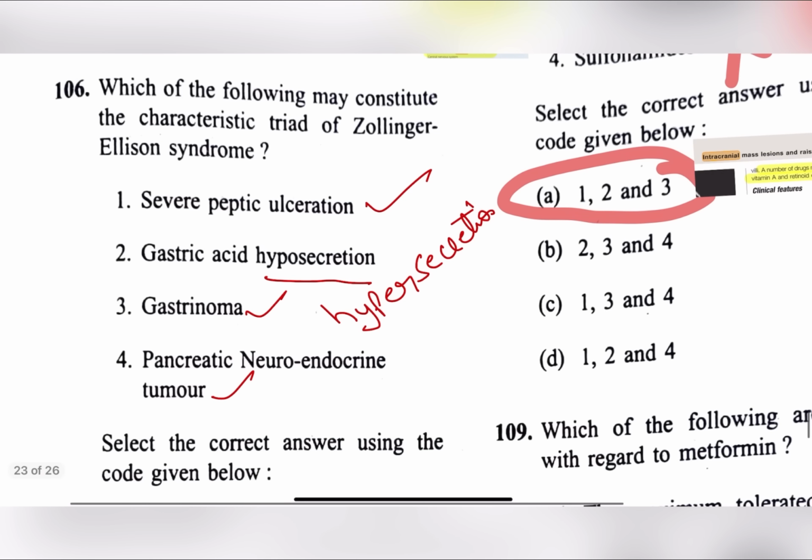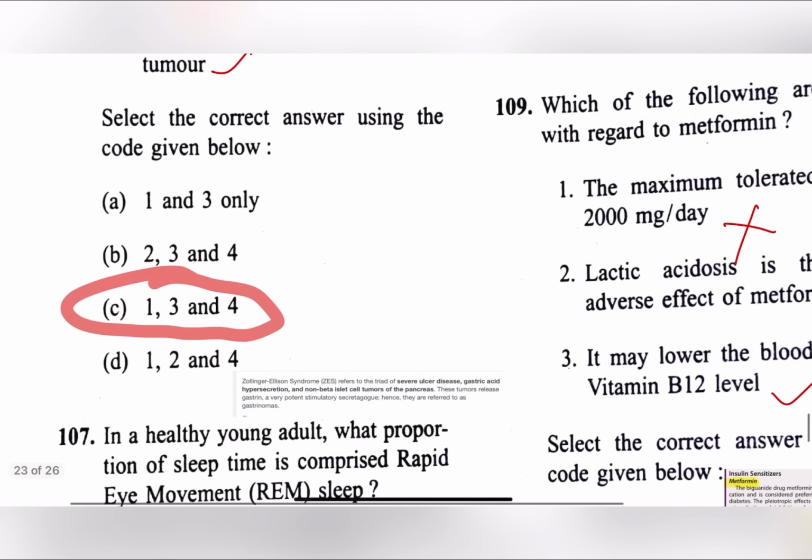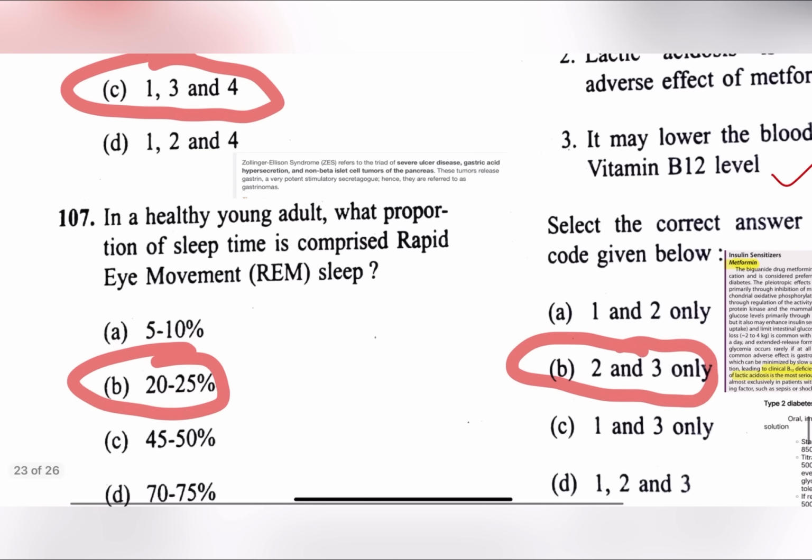Next question they are saying is characteristic triad of Zollinger-Ellison syndrome. In this there is no hyposecretion, there is actually hypersecretion of gastric acid. Rest 3 are right: severe peptic ulcer, gastrinoma and pancreatic neuroendocrine. This is wrong because it is hyper, not hypo. So the answer for this is 1, 3 and 4.